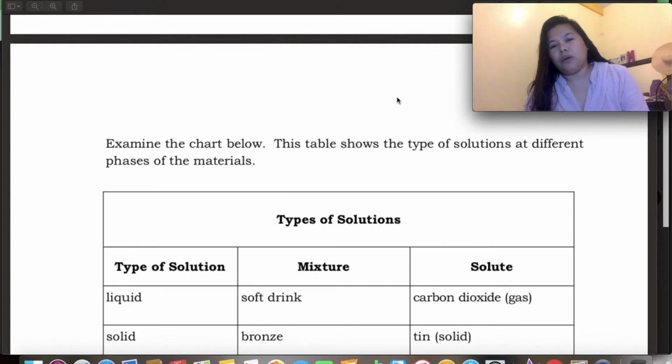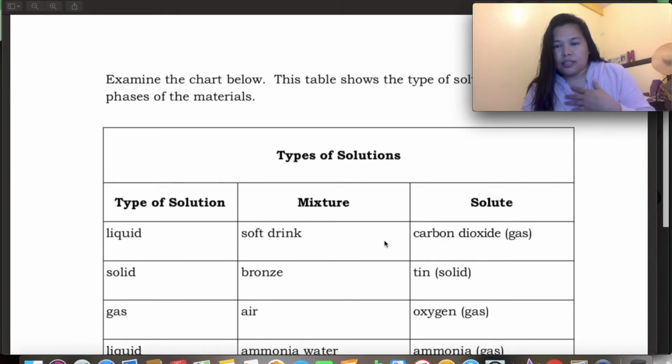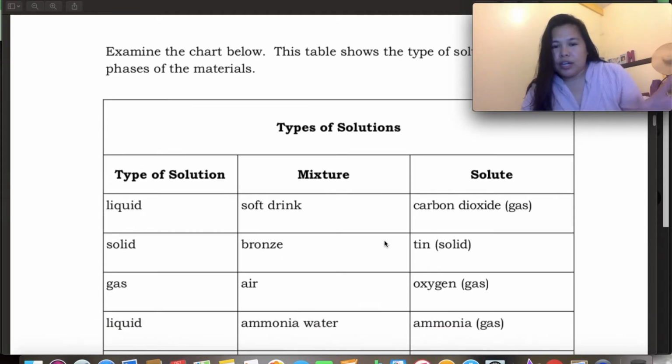Okay, examine the chart below. This table shows the types of solutions at different phases of materials. When we say phases, this is the state of matter: solid, liquid, gas, and we'll look at what type of solution it is. As you can see, the title itself is Type of Solution. There are 3 columns: the first column is the type of solution, the second column is the mixture, the third column is the solute.